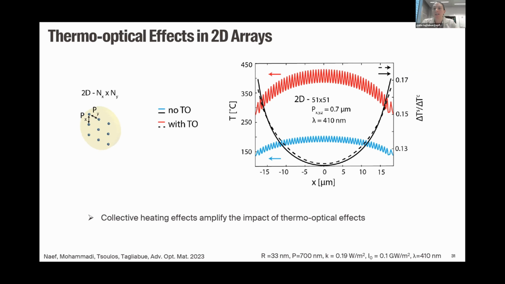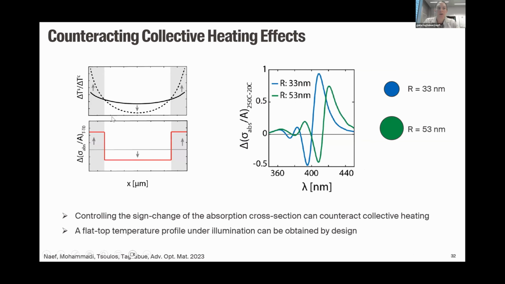But now we can also start asking ourselves, okay, I just used a simple system where all the resonators were the same. What happens if I can now play with these resonators and have them initially different? So if we look at what's happening here, now we can look at the change in the absorption efficiency between 250 and 20 degrees Celsius for two different silicon spheres, the 33 nanometer radius sphere and the 53 nanometer radius sphere.